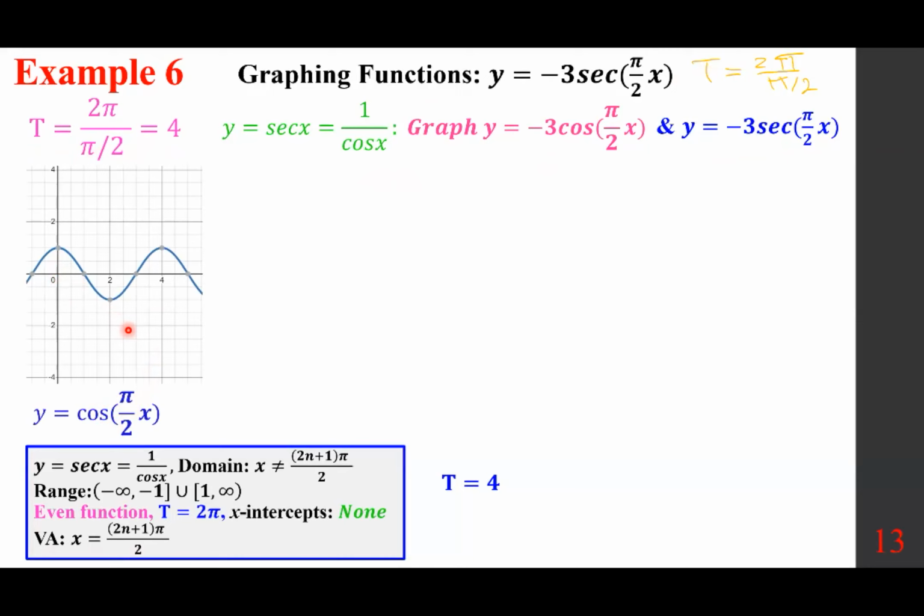By now, we have seen sine and cosine of pi over 2 x. Please pay attention to just one cycle, and then this is one complete cycle. And again, what has happened is that we go from 0 to 4, right? That's the period.